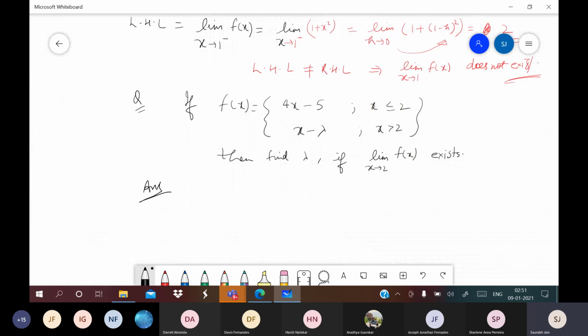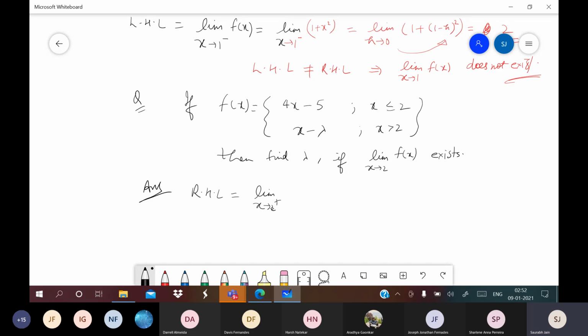Yes, anyone got the answer? It is given that limit is existing at x tends to 2. You have to use this fact, and on the basis of that you have to find lambda. You find RHL first. So is it 5? No, these are not the answers. Just check your calculation. So minus 1. Yeah, that is correct. Good. Minus 1 will be the answer.